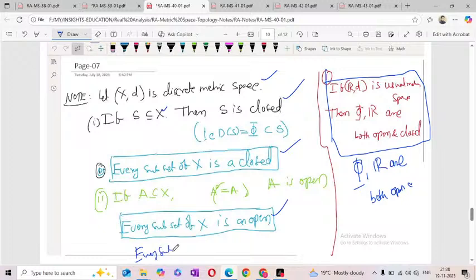Every subset of X is both open and closed. Okay, just suppose in the exam they give one question on metric, so in that case you have to take two metrics, one is the usual metric and the discrete metric. Just take an example and observe the property. Okay, then we'll get the direct answer.